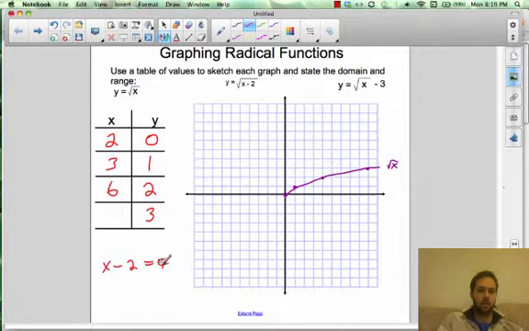And our next perfect square would be 9 here, and add 2, and the x value would be 11, which isn't quite going to fit on our graph, but that's okay. So let's start plotting these points now. When x equals 2, y equals 0, so that point is right here.